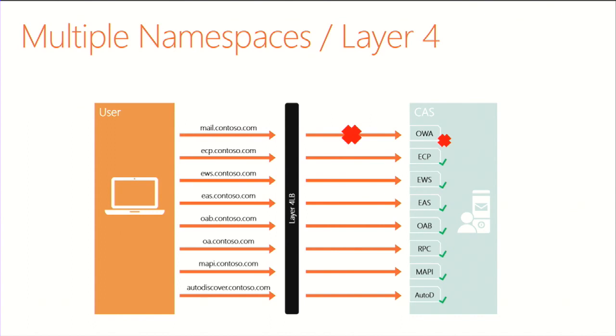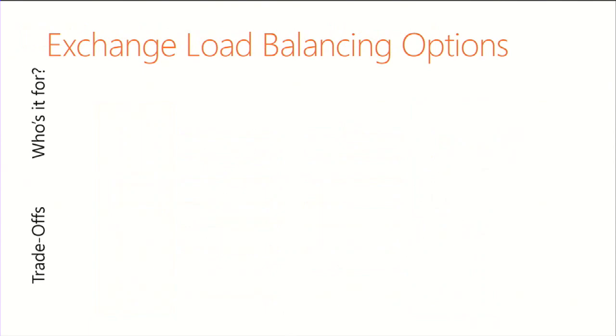The trade-offs obviously are that I have multiple namespaces, with the caveat that the only namespace that the user really ever notices is the OA namespace. The rest of the namespaces are handled via autodiscover. But I also do have to have more VIPs, and these namespaces do have to be on the certificate, which could be costly depending on your certificate provider. But it is an option.